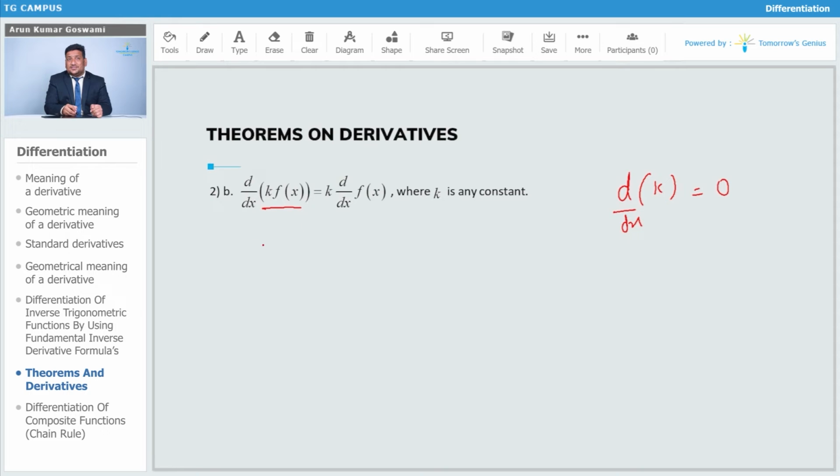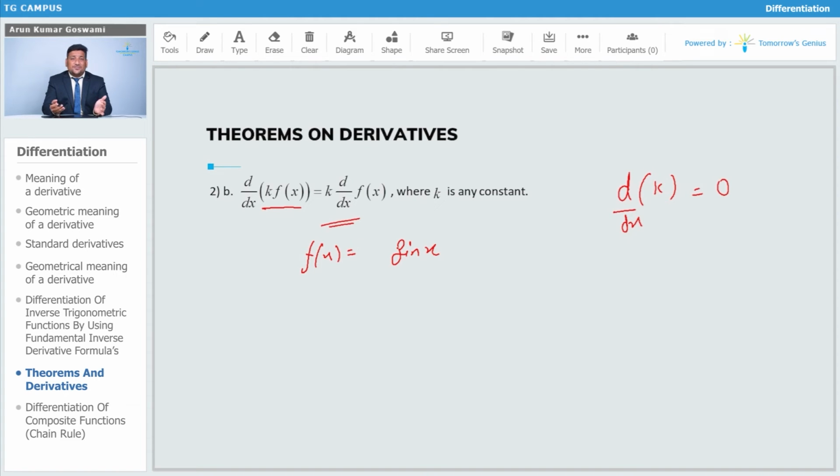So you can see here d by dx of k f of x, I'm just keeping k out and differentiating f of x. If you want to see an example, let's see, I have a function f of x, which is given as sin x.